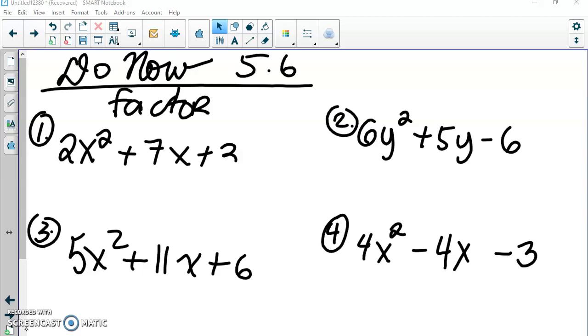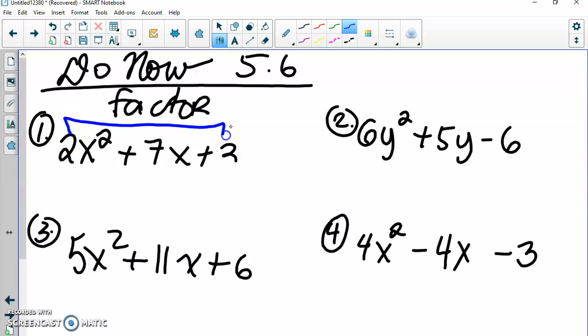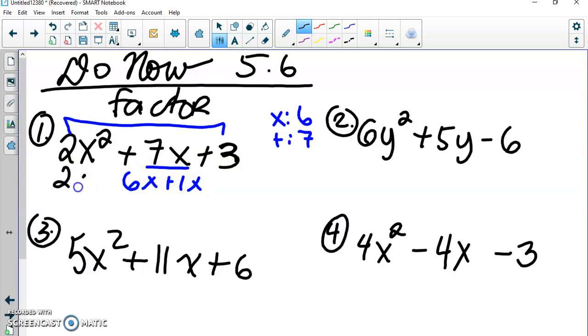Alright, let's go through number 1 and we will see how we are doing here. Remember, A affects the 2 numbers you are using to find your combination. So 2 times 3, this is supposed to be a 3, sorry if that was not clear. We need 2 numbers that multiply to get 6, and their sum is 7. That is 6 and 1. So we are going to break up 7x into 6x and 1x. Keep everything the same.